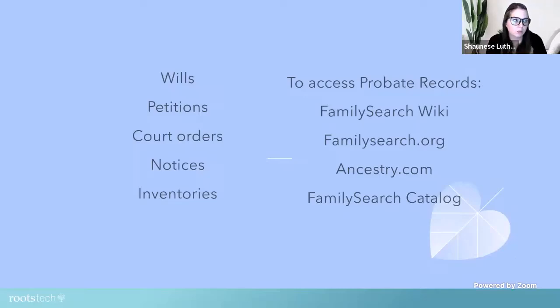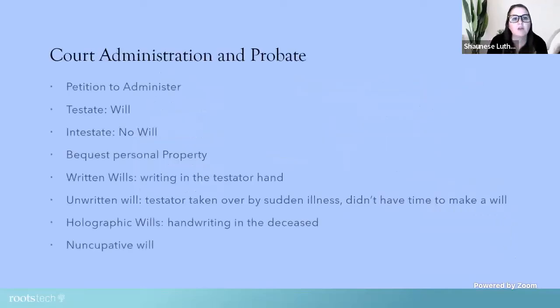So to begin with probate records, we have the court administration and probate. So you have the petition to administer. Testate is a will. Intestate is no will. So when you come across something that says they died testate, it means they have a will. But if they died intestate, I know that those words are confusing, there's no easier way to explain it. They died with no will.